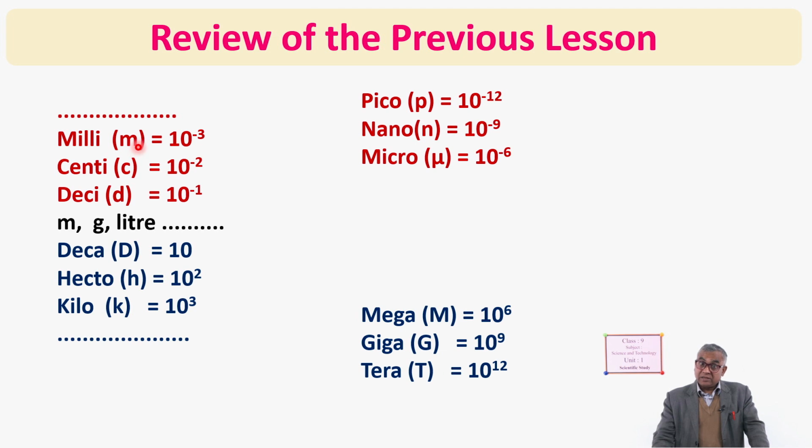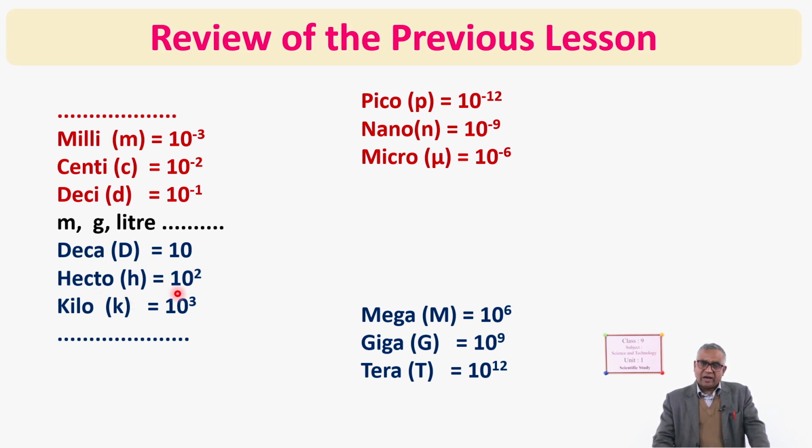Milli, symbol m, and its value is 10 to the power minus 3. Centi, small c, you have to care about capital and small letters also. Centi, small c, and its value is 10 to the power minus 2. Deci, small d, its value is 10 to the power minus 1. And after that, the main unit's value is 1: 1 meter, 1 gram, 1 liter, and so on. And deca, capital D or small d, small a, or capital D only. Deca, its value is 10. You can say 10 to the power 1, the meaning is the same. So the power 1 is not written.